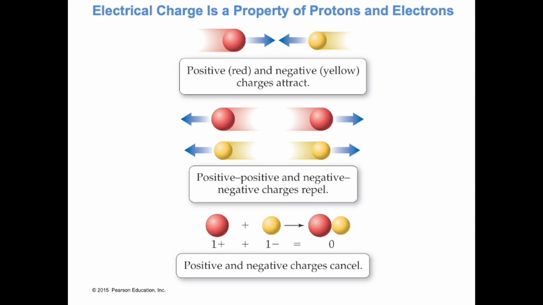They will also repel. So what we can see here is that charges that are not the same, a positive charge and a negative charge, are attracted to each other. But charges that are the same, a positive and a positive, or a negative and a negative, push away. They repel each other. And finally, when we have one positive and one negative, when they hang out right next to each other, their charges cancel, and so they have a total charge of 0 at that point.